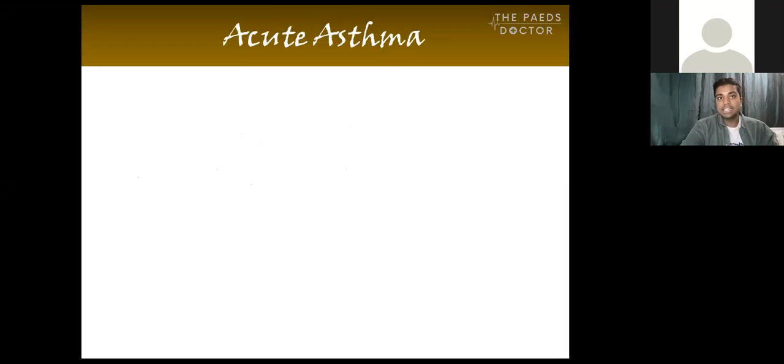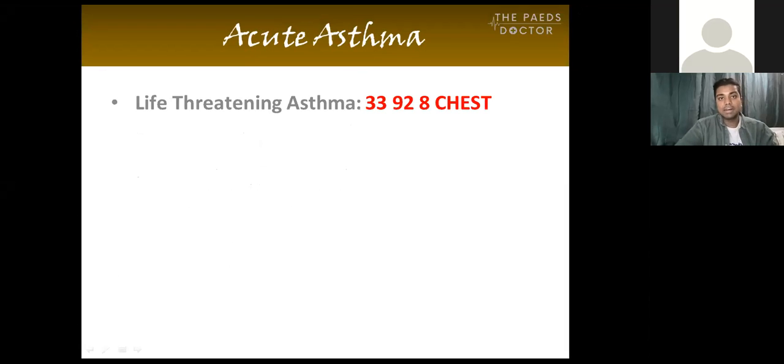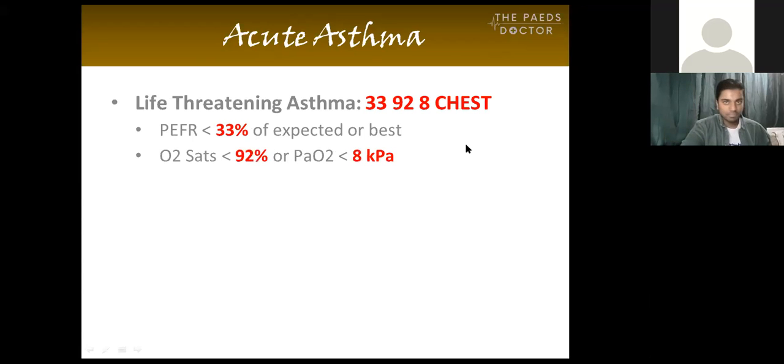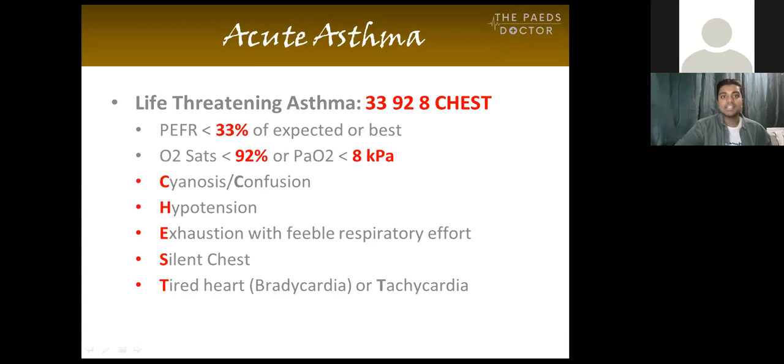But life-threatening is obviously the one we're really concerned about. This is the mnemonic I've come up with. I don't know if it's that easy to remember, but it's okay. 33, 92, 8, CHEST. 33 refers to your peak expiratory flow: if that's less than 33% of expected or best. 92: oxygen saturations less than 92%. And 8: on your ABG, if the PO2 is less than 8 kilopascals.